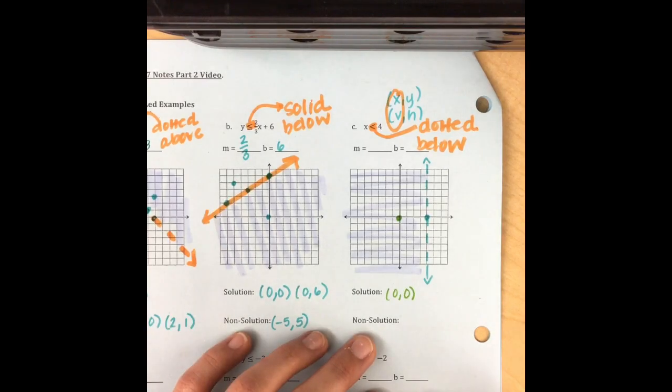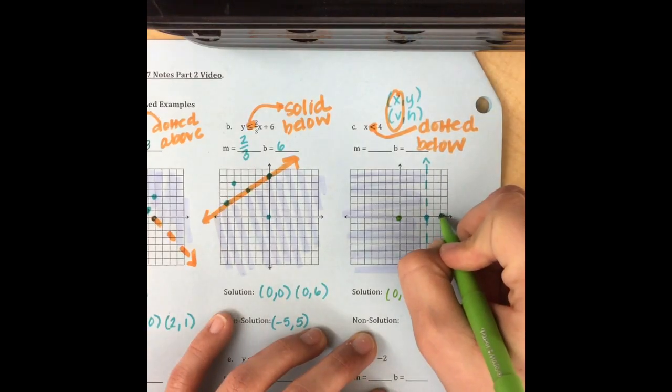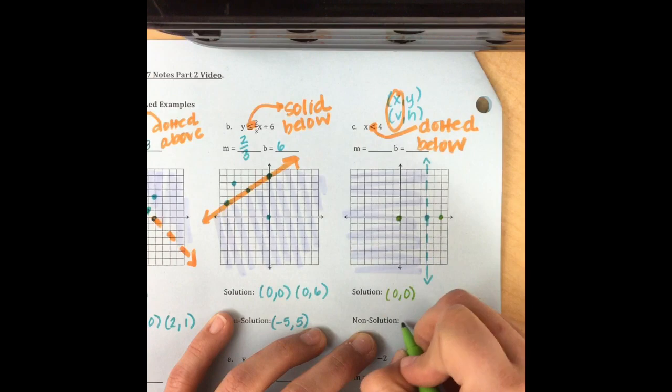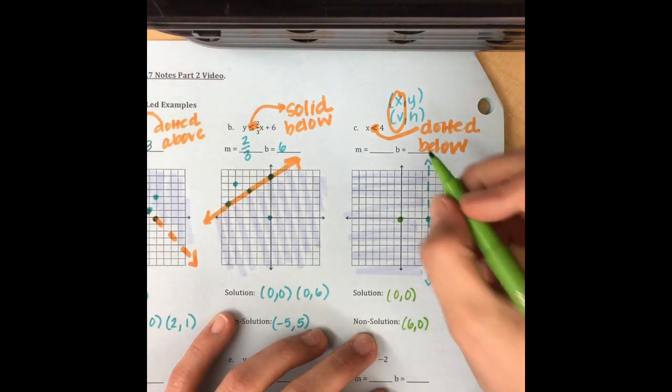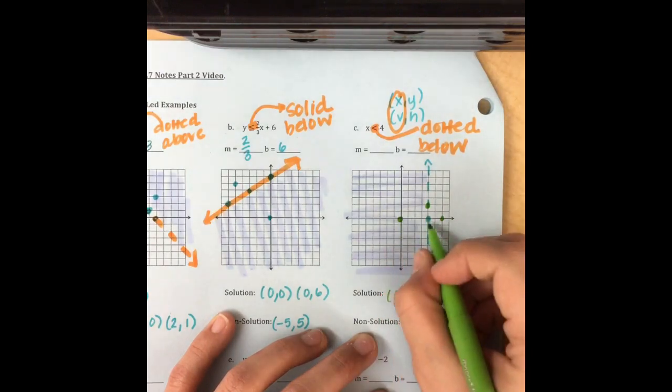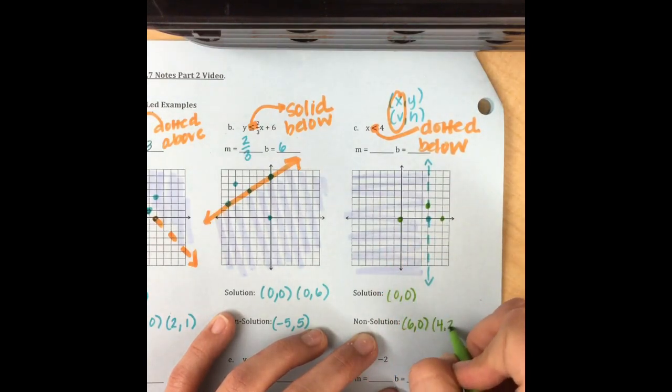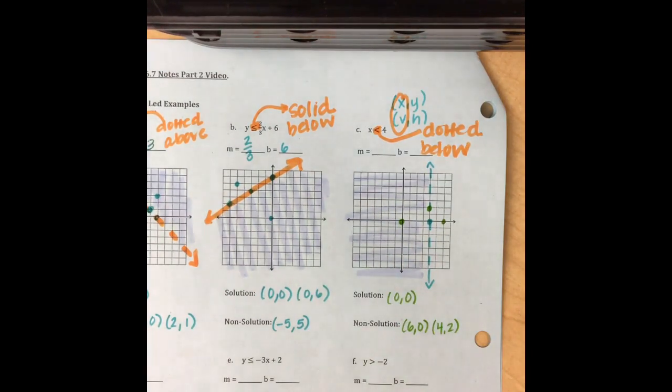A non-solution would be anything in this area, so maybe like right here, which would be 6, 0. Or another non-solution would be something on the line, like right here. That would be 4, 2. That is a non-solution because it is a dashed or a dotted line.